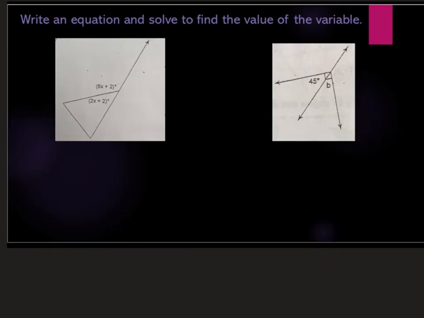All right, next one, still doing the same thing, trying to solve for our variable. So we had to look at our relationship here. On this one on the left, that creates a straight line. So those two angles are supplementary, so they add up to 180 degrees. So when I write this out, we have 6x plus 2 plus 2x plus 2 all equal 180.